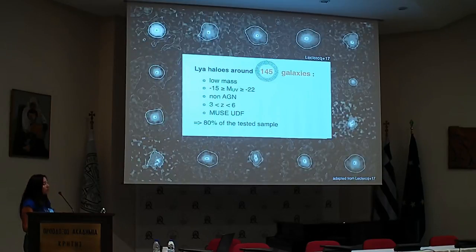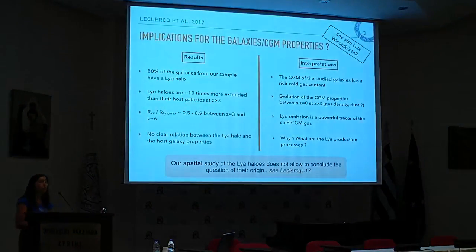We detected Lyman alpha halos around 145 galaxies, normal star-forming galaxies, which is quite a huge number. It represents 80% of the sample, and so it allowed us to get quite a lot of results, as Lutz presented before. Thanks to those results, we could learn more about the CGM properties. We know that it's really rich, it has a rich cold gas content, for instance.